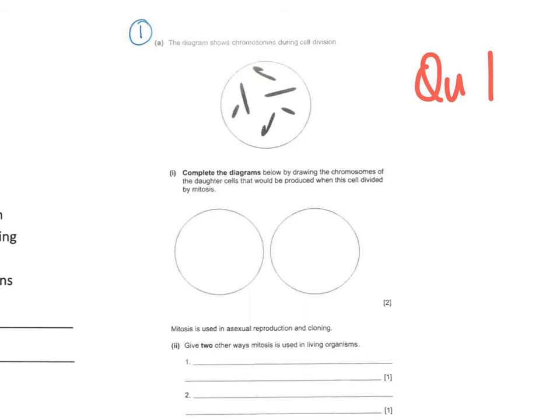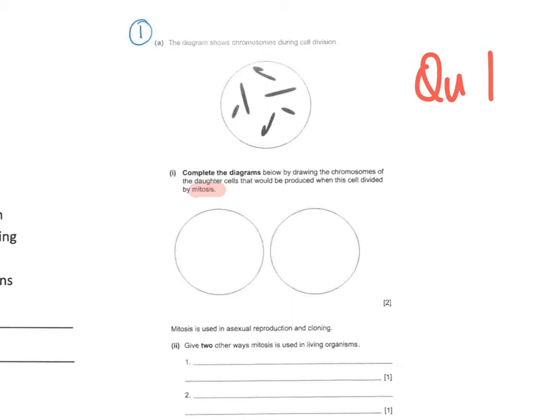So on this, the key thing is that we're looking at mitosis. You know that in mitosis, the daughter cells are genetically identical to each other, but they're also exactly the same as the parent cell. So you were asked to draw the daughter cells that would be produced if the top cell divided by mitosis. So they're going to be exactly the same.